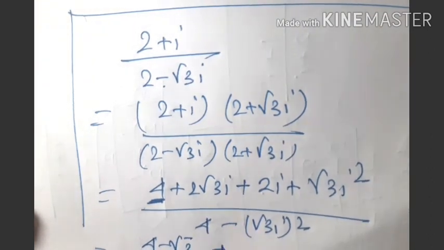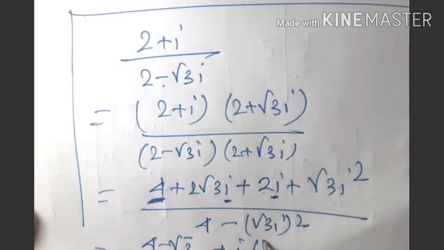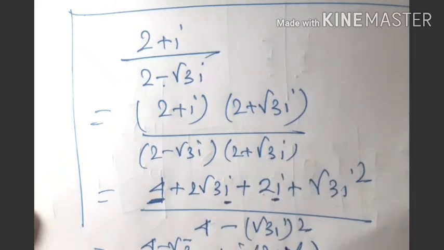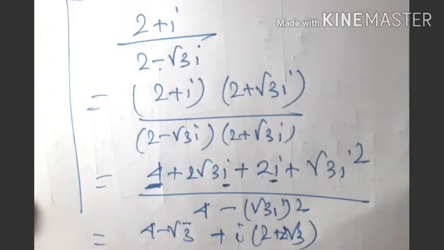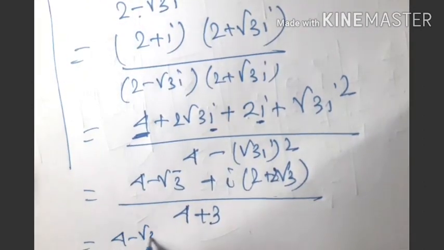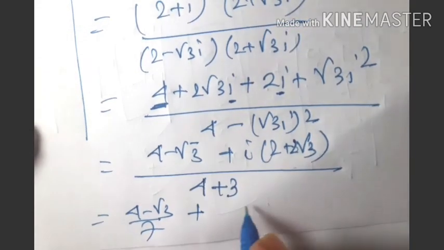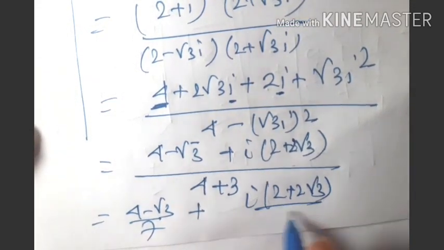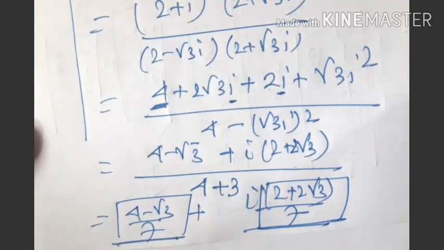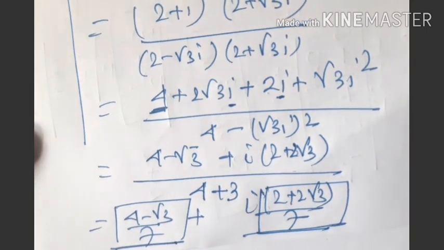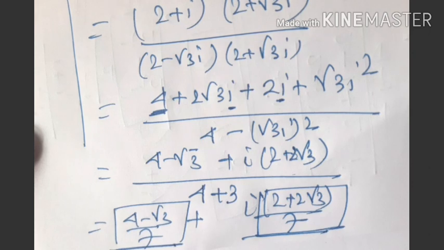So 4 minus root 3, and now we take i common between the rest, that is 2 plus 2 root 3, divided by 4 minus root 3 i square. Root 3 square is 3, i square is minus 1, so minus 3 becomes plus 3. So you get 4 minus root 3 by 7 plus i into 2 plus root 3 by 7. This part is the real part and this part is considered the imaginary part. By using this rule, you can solve this type of question and express the complex number in the form a plus ib.